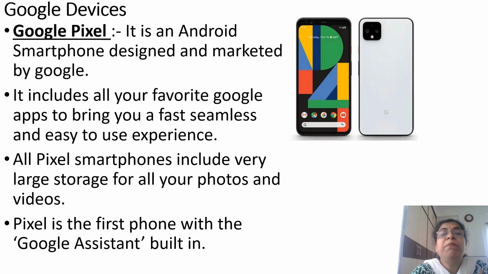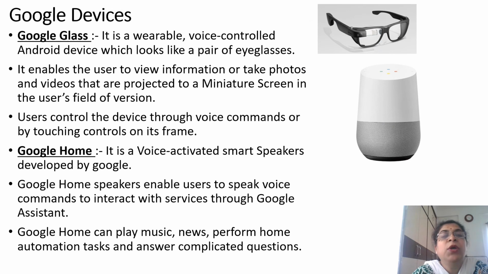Google devices. Google Pixel. It is an Android smartphone designed and marketed by Google. It includes all your favorite Google apps to bring you a fast, seamless and easy to use experience. All Pixel smartphones include very large storage for all your photos and videos. Pixel is the first phone with the Google Assistant built in. That's why I cannot physically give you the experience of this, because I don't have the Google Pixel phone. So I have shown this slide.